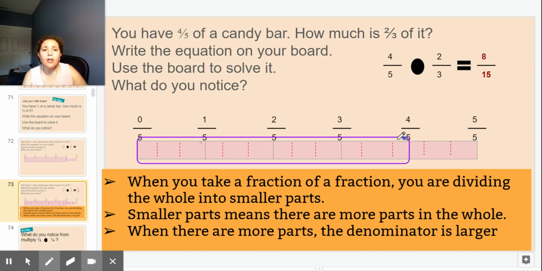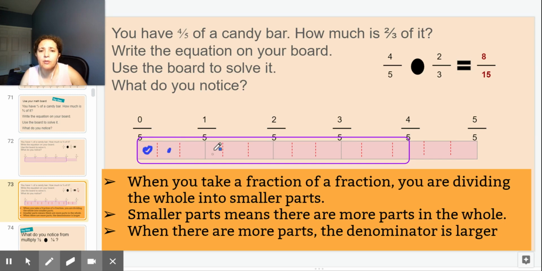So here again is my 4/5 that I have, and I need it into thirds. So I'm taking each one of those fifths and I'm dividing them into 3 equal pieces. I'm dividing my whole thing, each segment is divided up into thirds. Does that make sense? Each segment divided up into thirds. Then I'm taking 2/3 of each of those segments. I'm taking 1/3, 2/3 of that segment.